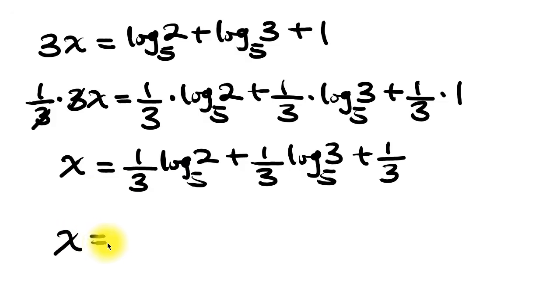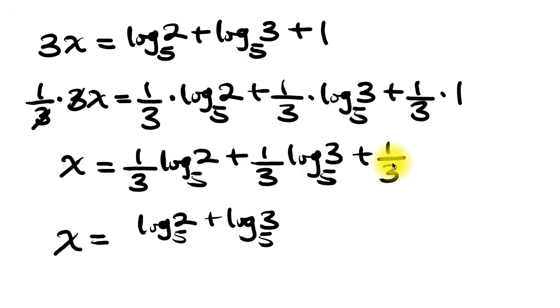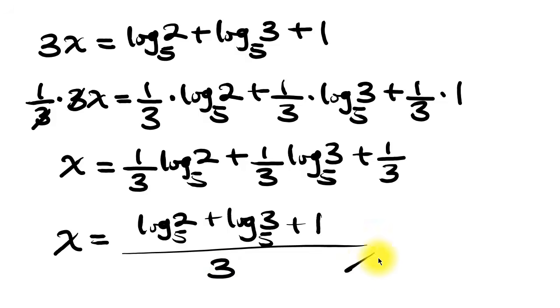can be written as x equal to, we can write, what I have here as the numerator. That means writing log base 5 of 2 plus log base 5 of 3 and then plus 1. And then since I have 1 over 3, 1 over 3, 1 over 3, we have a common denominator of 3. So we can also leave our answer like this.